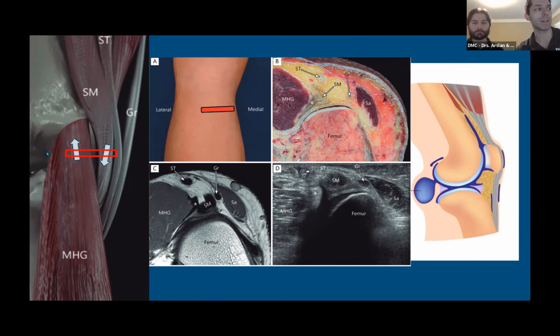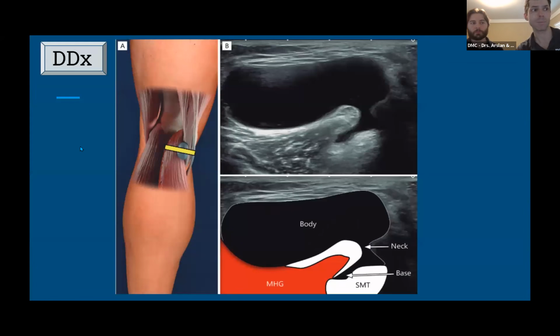So be very cognizant of this when you're scanning for the Baker's cyst and evaluating the muscles and tendons in this specific region, that these non-parallel fibers, you're going to have to adjust your transducer to be able to fully evaluate them effectively. On ultrasound, this is what a Baker's cyst would look like.